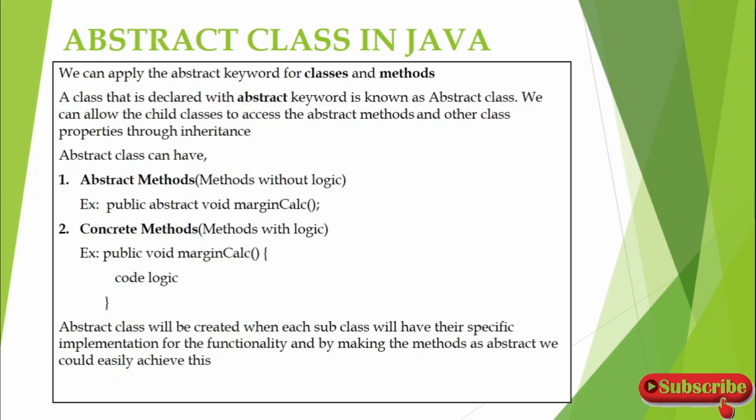We can apply the abstract keyword to classes and methods, and it is not applicable to variables and constructors. A class that is declared with the abstract keyword is known as an abstract class. If you do not give the abstract keyword, then it is considered a normal or concrete class. We can allow the child classes to access these abstract methods and other class properties from the abstract class through inheritance. Just using the extends keyword, you can access the abstract methods and other properties. The abstract class can have abstract methods, which are the method prototypes I showed you. You have to give the abstract keyword and not the logic. You don't add the method body, just give a semicolon at the end.